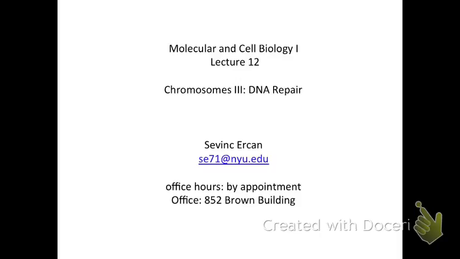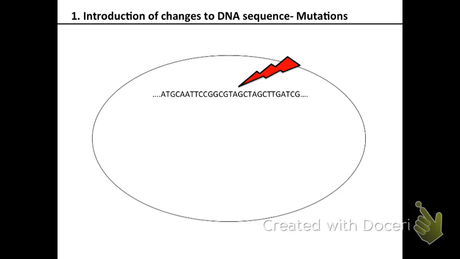Today we're going to talk about DNA repair, and start out with what happens when the information in the genome changes. The information in the genome is encoded in the form of sequence, right? It's the sequence of A's and T's and G's and C's, and sometimes this sequence can change due to mutations that occur on the DNA. So the introduction of changes to the DNA sequence is basically what we call mutation.